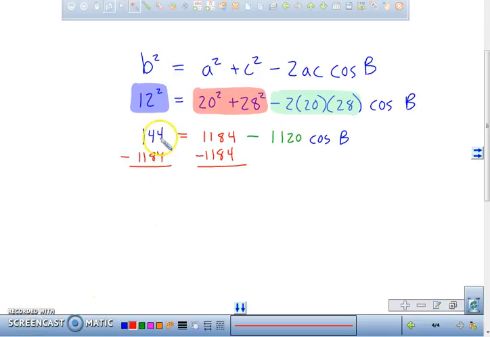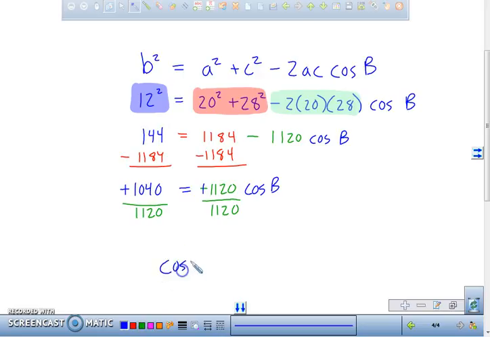See what we get. What is 144 minus 1,184? Negative 1,040. And that is equal, everybody, to negative 1,120 times the cosine of B. Now, once again, what do we notice about both sides of the equal sign? They have negatives, which means that'll cancel to a positive. Well, what if we only had one negative? Then our answer is going to be a negative, right? What are we going to divide both sides by? That's right. So the cosine of B equals 1,040 over 1,120.